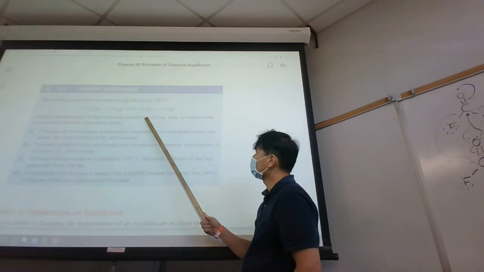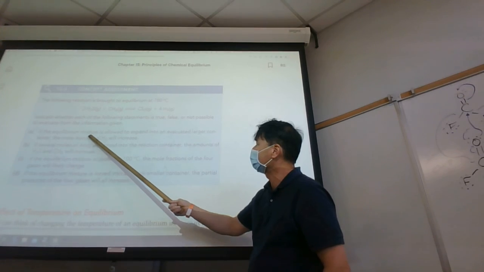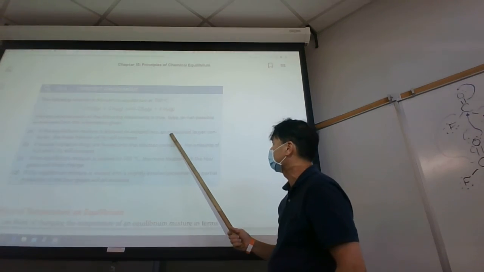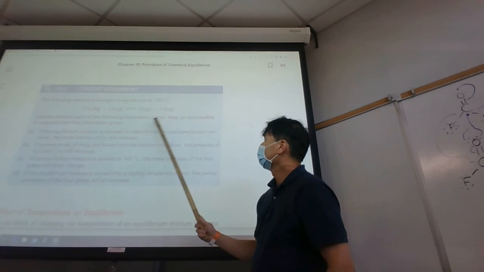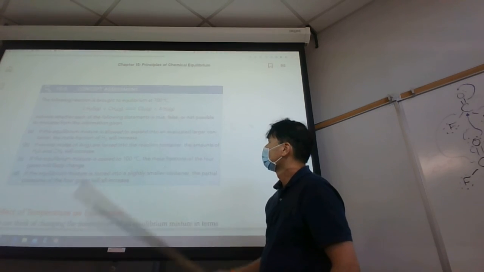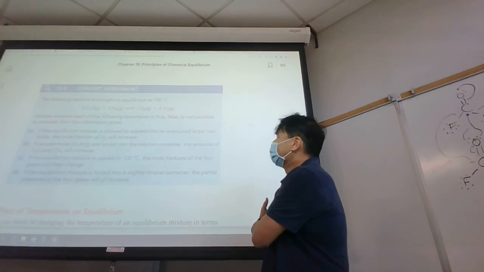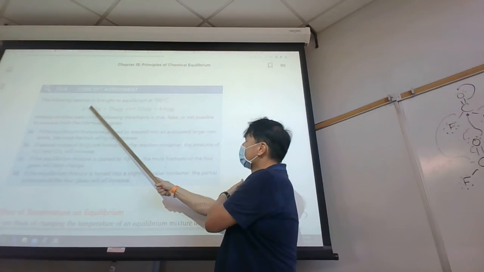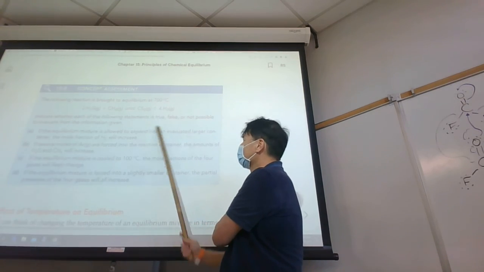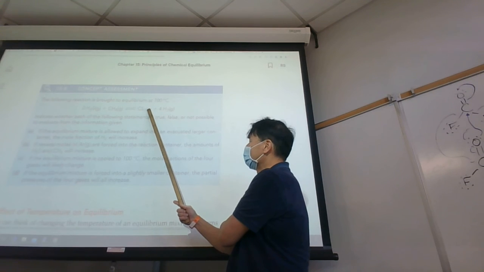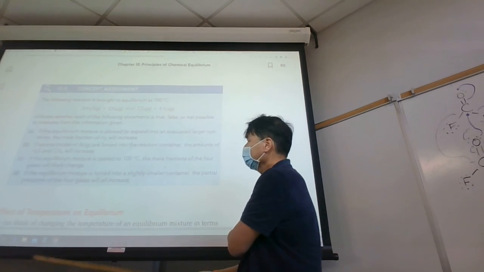Indicate whether each of the following statements is true, false, or not possible. So if the equilibrium mixture is allowed to expand into an evacuated larger container, what will happen to hydrogen? Yeah, it's going to increase because this is 3 moles of gas. This is 5 moles of gas. So a larger container is going to favor the products. It shifts to the right, making more hydrogen.